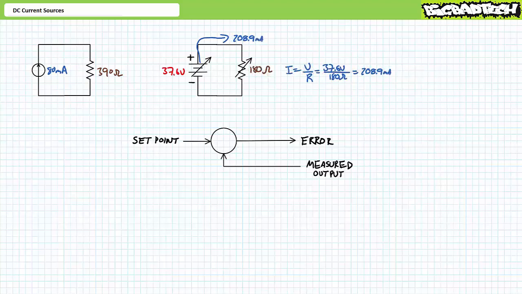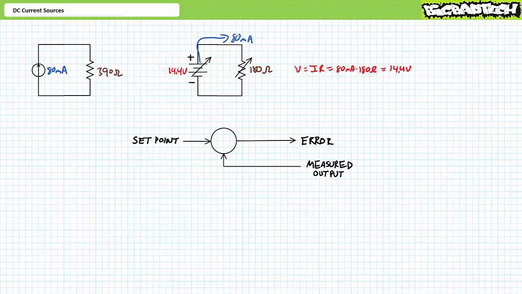Let's say the load resistor dramatically drops to 180 ohms. An application of Ohm's law demonstrates the present level of 37.6 volts would push 208.9 mA of current through the system. This is clearly in excess of the desired 80 mA set point. The error in this case is 128.9 mA. The error output is telling the voltage source to take a log off that fire.